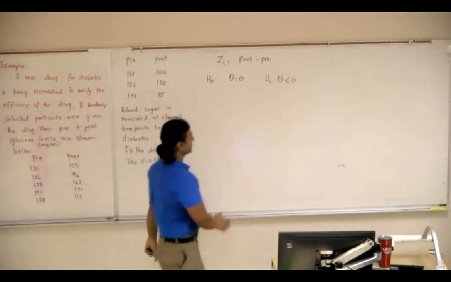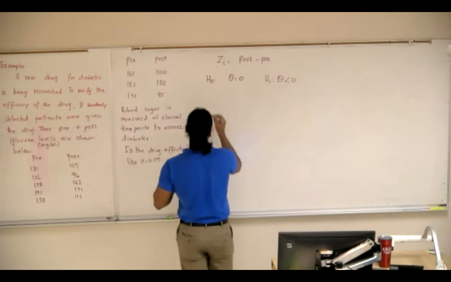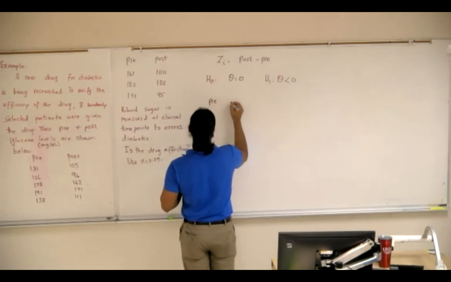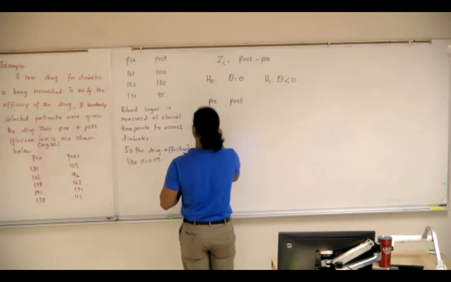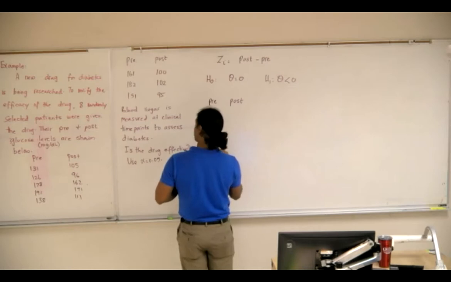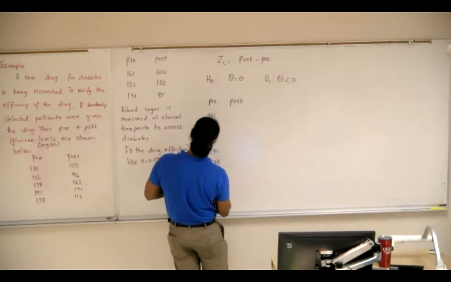So that said, we have the observations pre, post, and quickly rewrite it over here. Grab your calculator, we need it. Some of them are here.